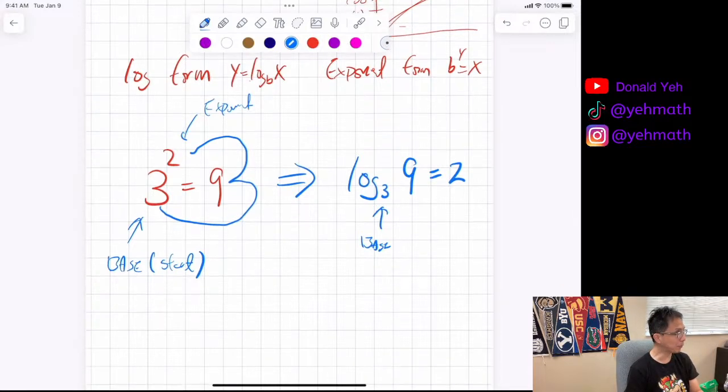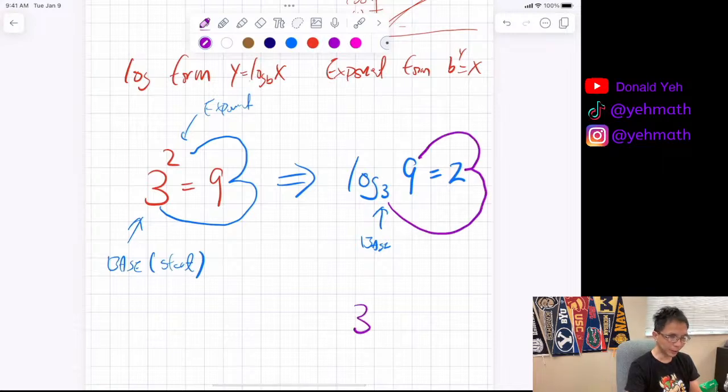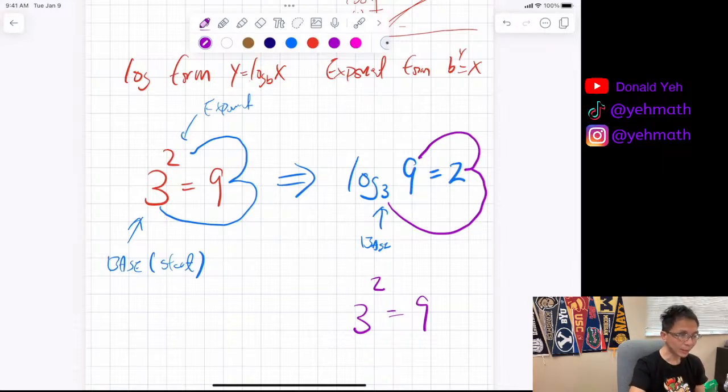Now, how do you convert back to exponential form? You do the exact same thing. You always start at the base. Sideways heart. So it's 3 to the 2 power is equal to 9. So you just convert back. It's pretty easy.